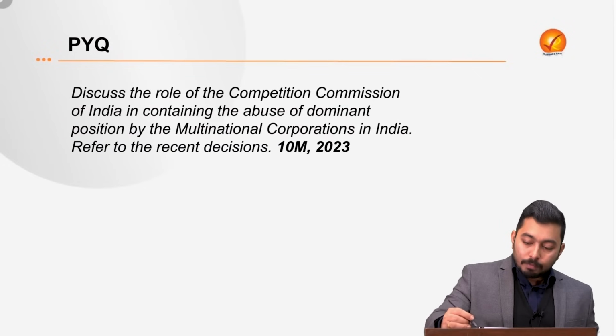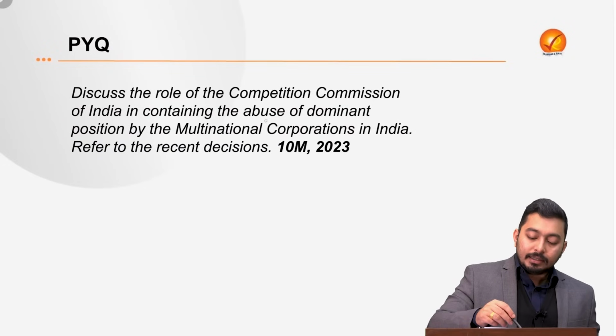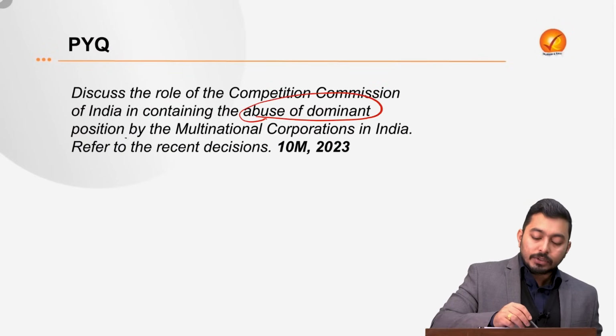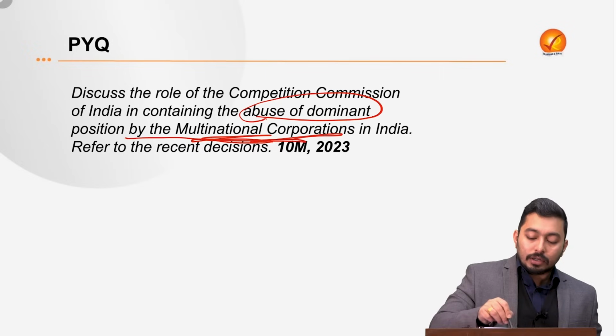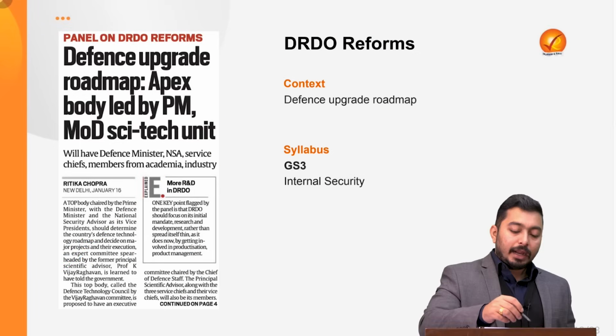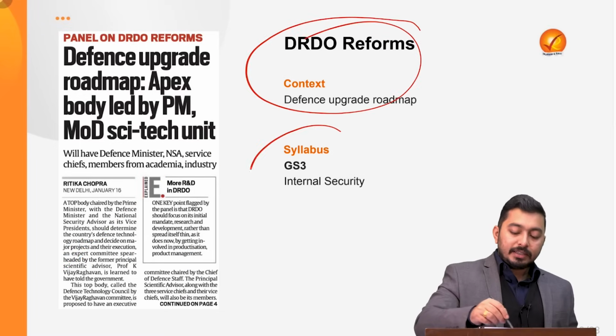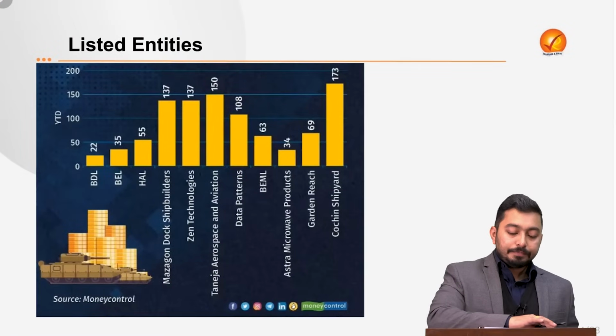Discuss the role of the Competition Commission of India in containing abuse of dominant position by multinational corporations in India. Refer to recent decisions. Let's look at DRDO reforms. This is your GS3, internal security.